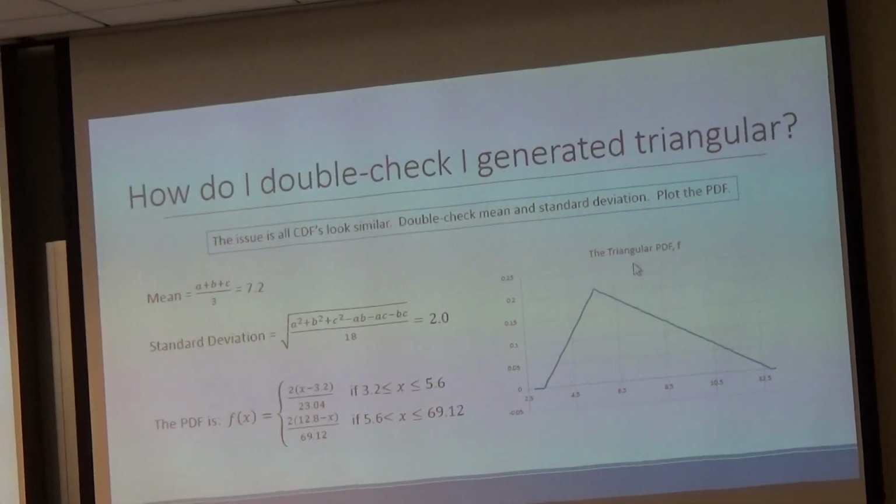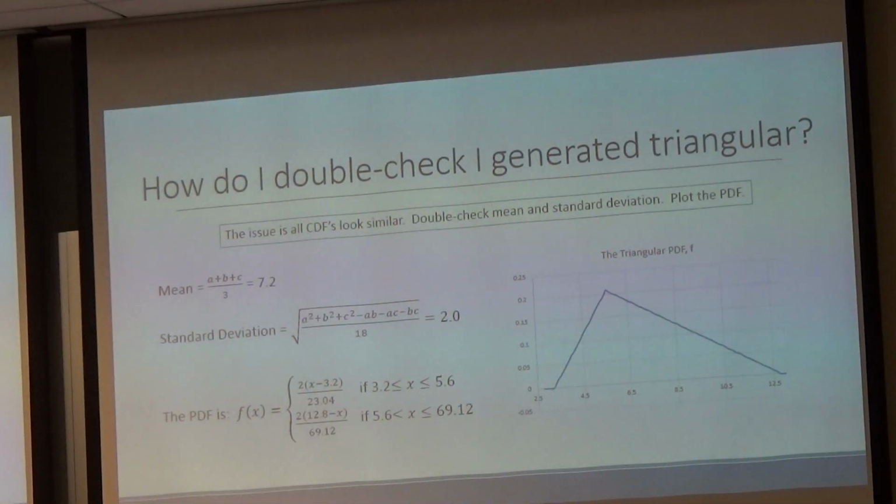PDFs tend to have more distinctive shapes. So triangular is named triangular because the PDF looks triangular. So when you do your histogram plot, you should be getting something that sort of looks triangular. It's not a statistical test, but it's your gut level, do things smell right test. Your histogram plot should sort of be consistent with the distribution that you're trying to simulate. And your mean and variance, or mean and standard deviation, should be consistent with the distribution.